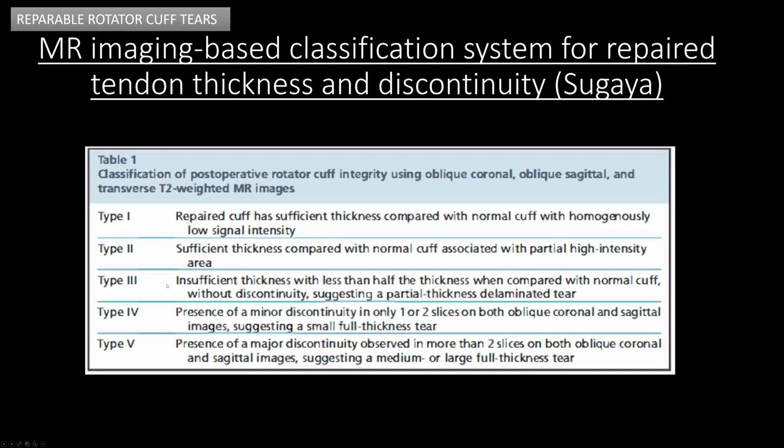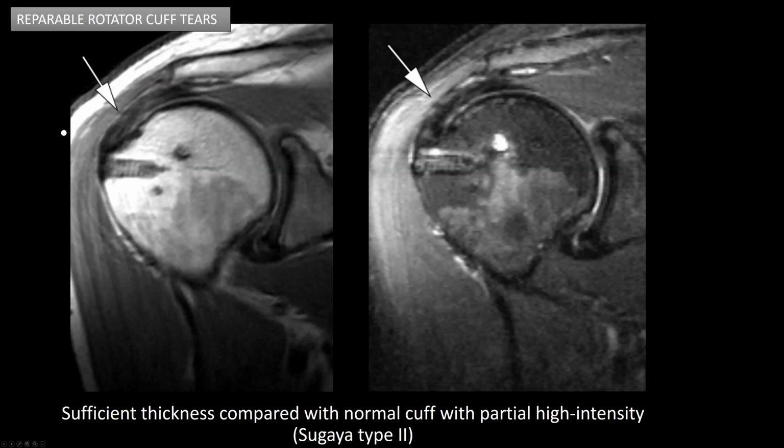Type 3 is an insufficient thickness, with less than half of the thickness of the repaired tissue left when compared with a normal cuff, without discontinuity. And type 4 is when there is just a small discontinuity in one or two slices, suggesting a small full thickness tear. So I'm just going to show you some examples here.